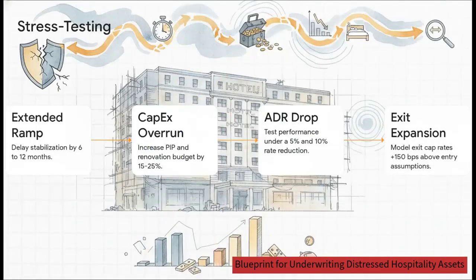And this brilliantly illustrates the ultimate turnaround rule. Renovation delays directly equal revenue drag and extended interest carry. So before you finalize anything, you have to stress test the pain points. What happens if stabilization is delayed by 6 to 12 months? What if your CapEx budget overruns by 25%? What if your average daily rate drops 5 or 10%? You have to aggressively model every single scenario to ensure your liquidity reserves hold up under pressure.